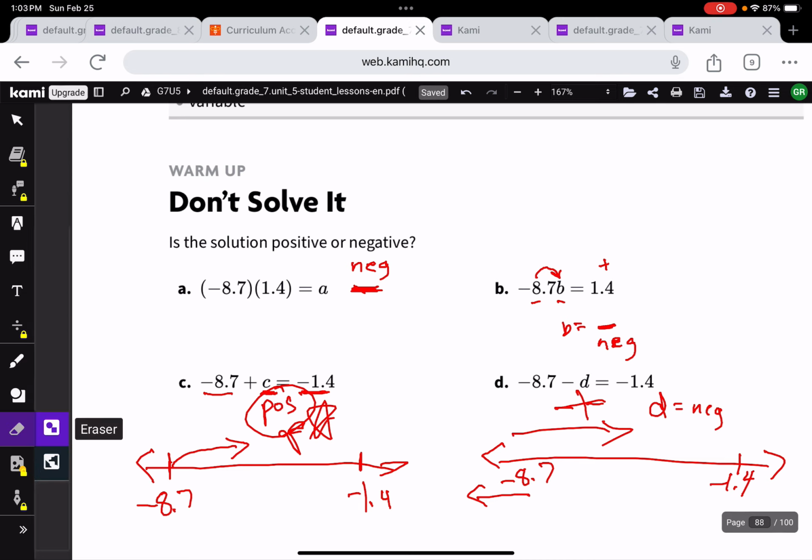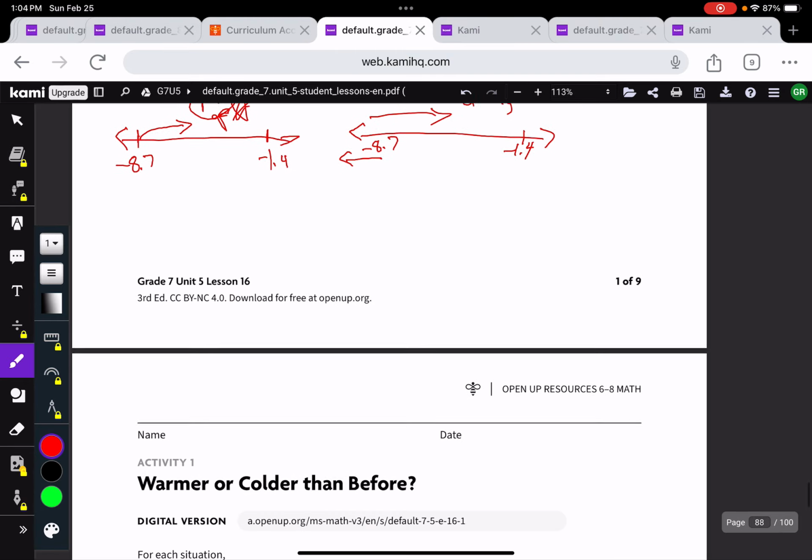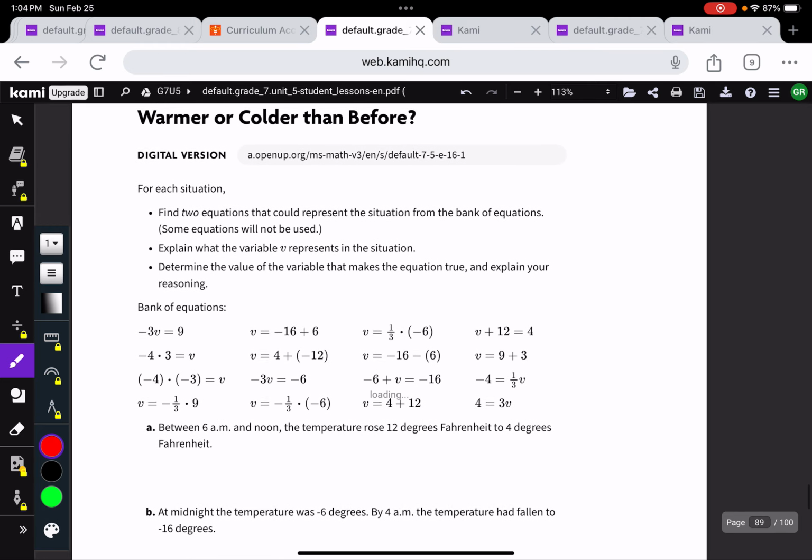D has to be negative because we need it to go right, and the only way to get a subtraction problem to go right is to make it a negative. It's kind of like taking off anchors, if you remember. Taking away anchors. Anchors are negative. So that'll help us wrap our heads around activity 1.